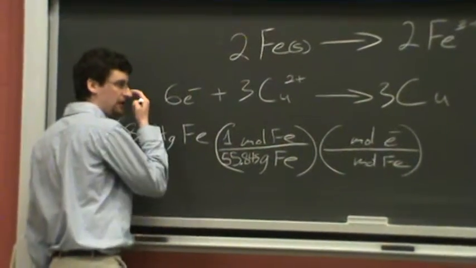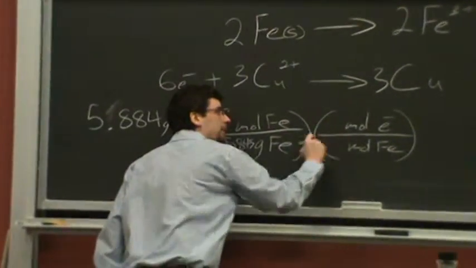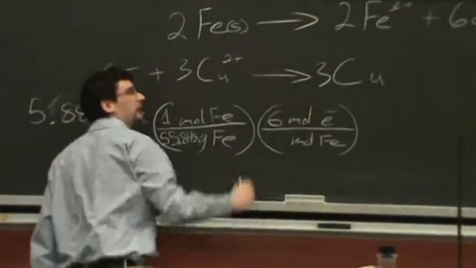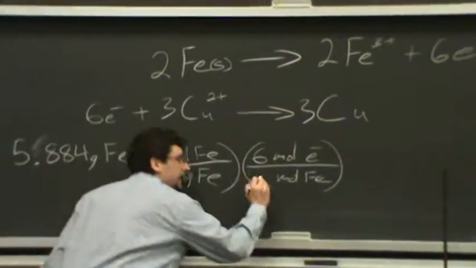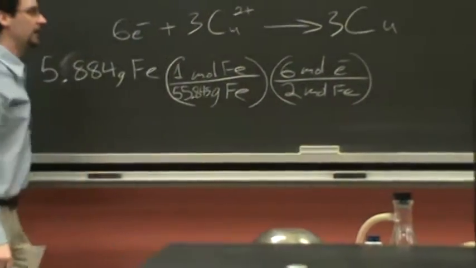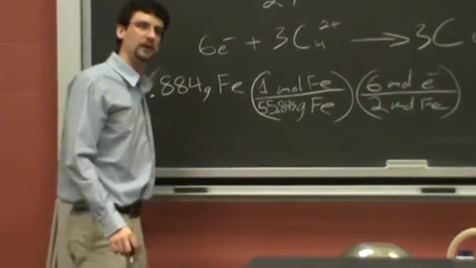So this half reaction here. What number is going to go up top? 6, just because that's how many moles of electrons we have. How many moles of iron? 2. So for every 2 moles of iron, we produce 6 moles of electrons.